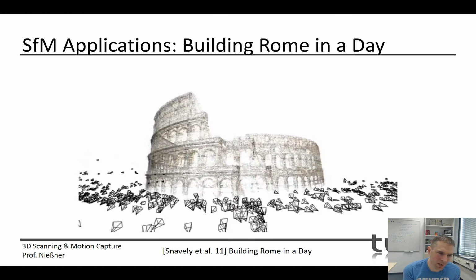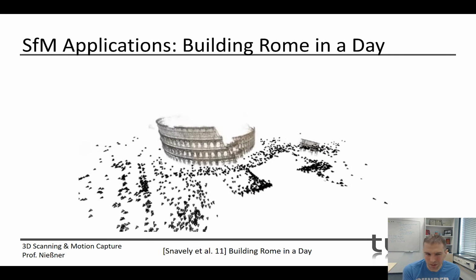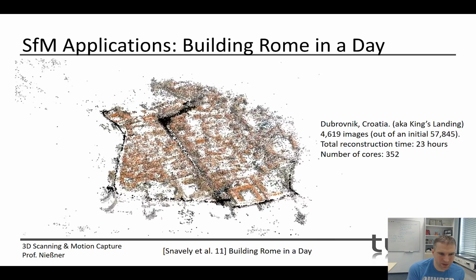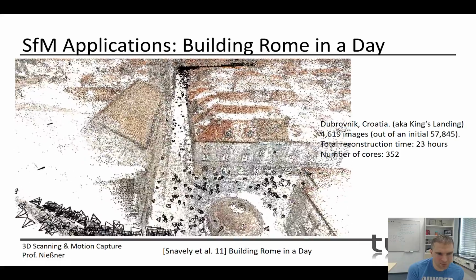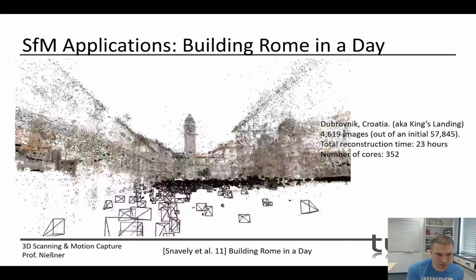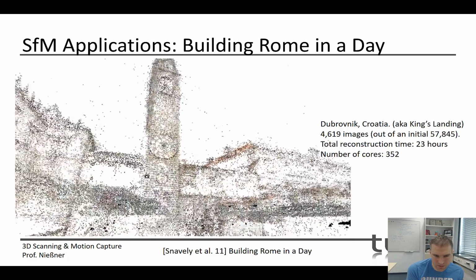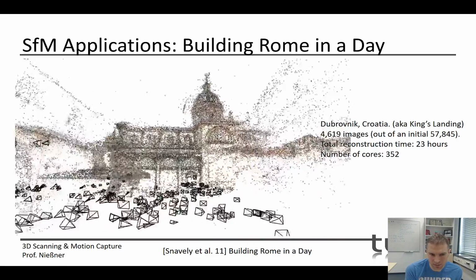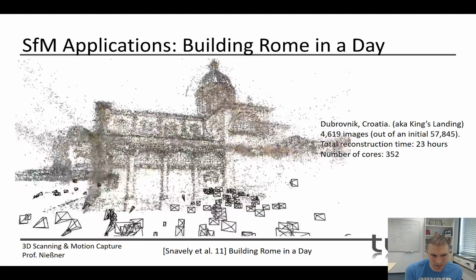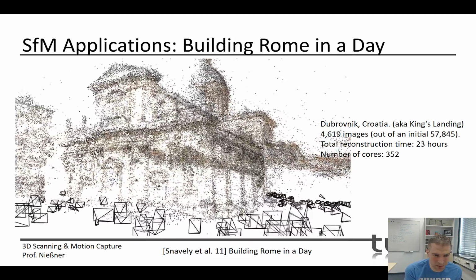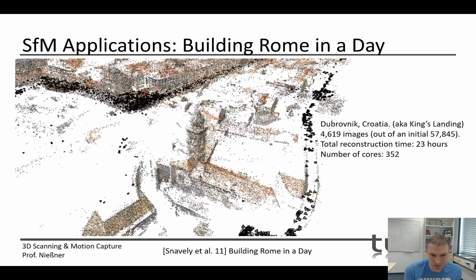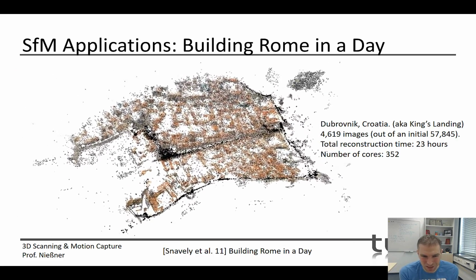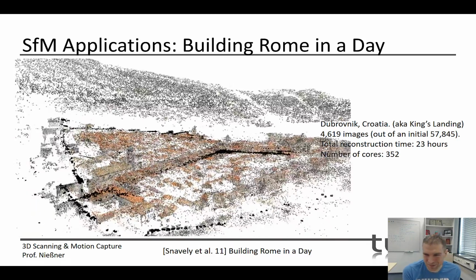And then they ran the structure from motion pipeline, and this is what they got at the end of the day. Here's another cool example. This is the city of Dubrovnik in Croatia. Here they took 5,600 images. This is actually a sub-selection of the images. Originally, they had almost 60,000 images, but they took only a subset because they wanted to make sure they got good matches and good quality. So they did heavy filtering, and it was pretty funny. This was 2011. This took about 23 hours on a massively parallelized multi-core machine.